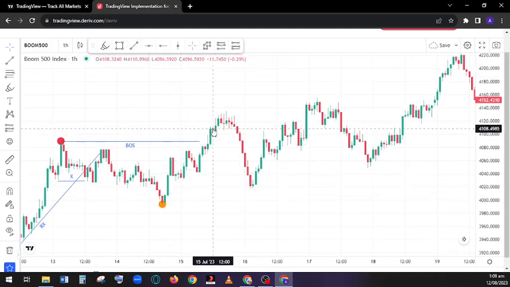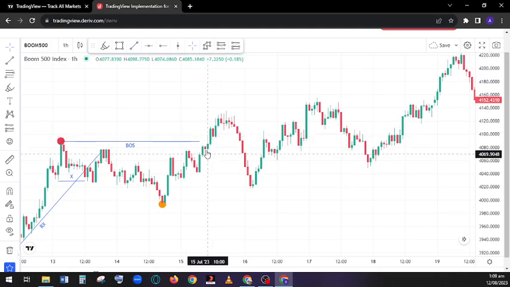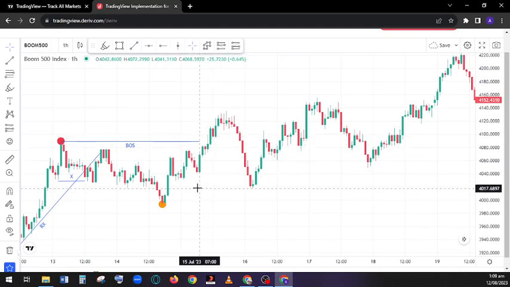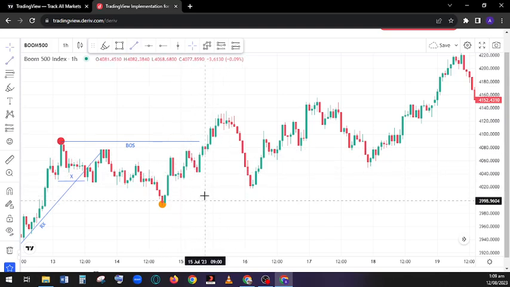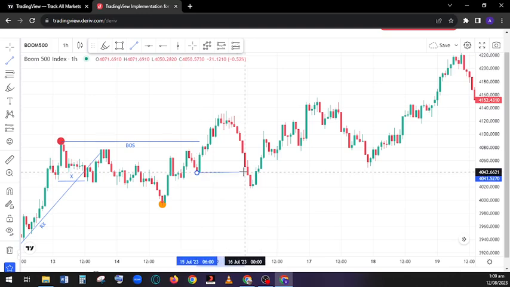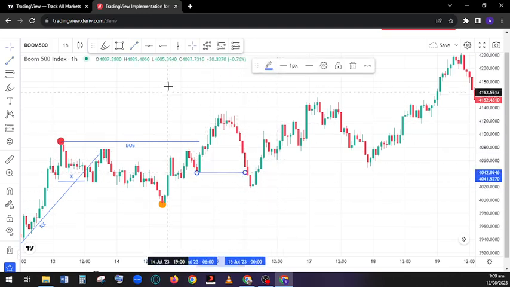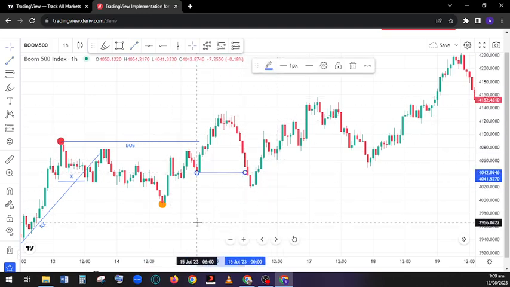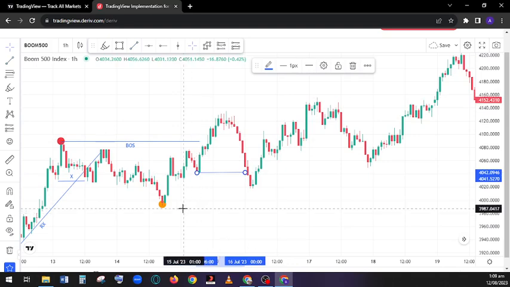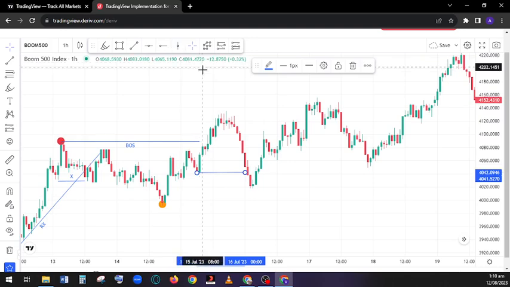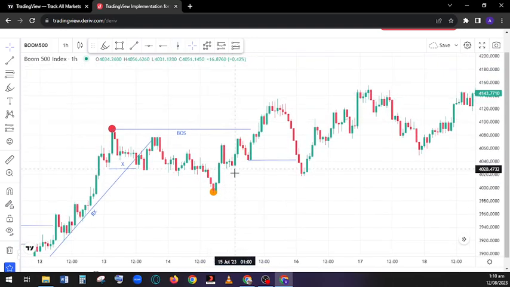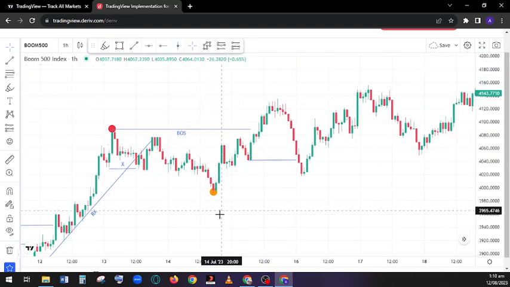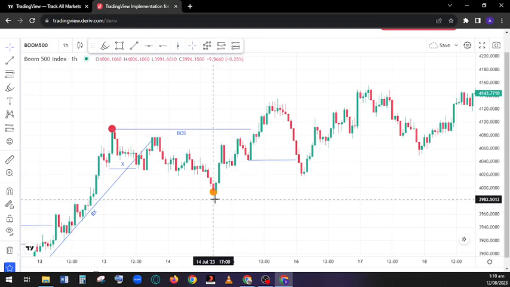Now, this here is not a valid pullback. You guys know. This is also not a valid pullback. This is a valid pullback. So this is our inducement. Price has taken out the inducement. Okay, so the next thing we need to look out for is our area of what? Interest.